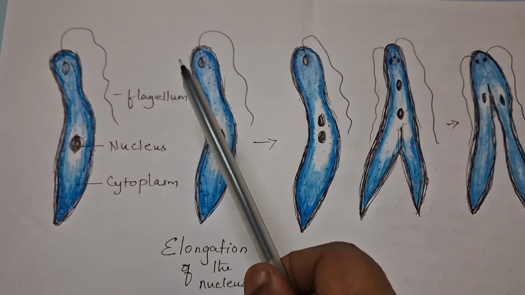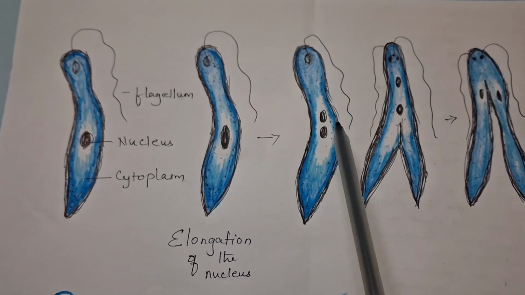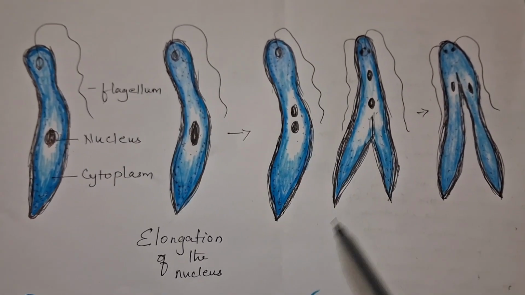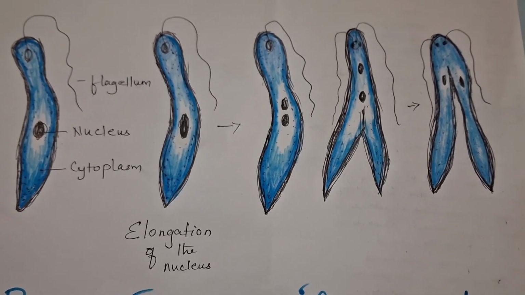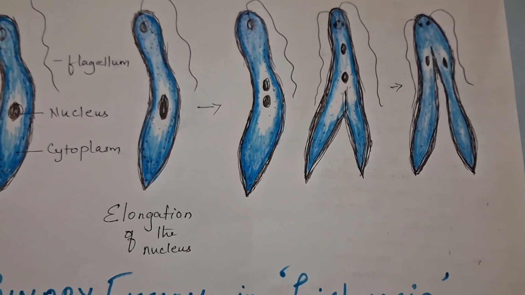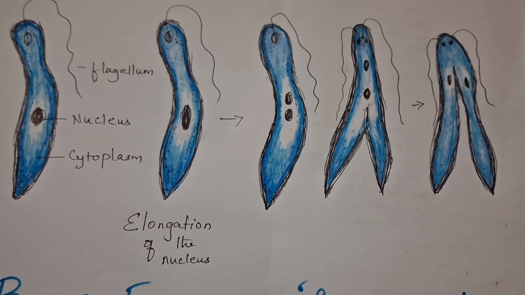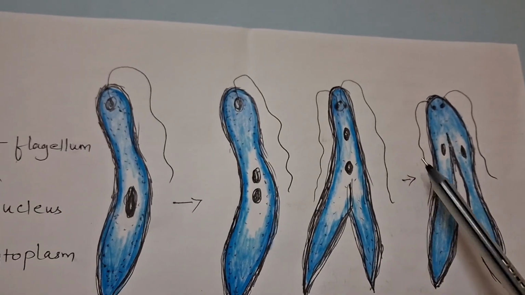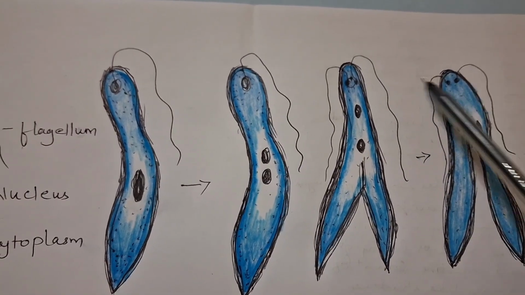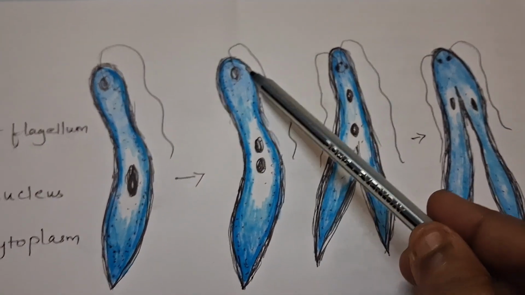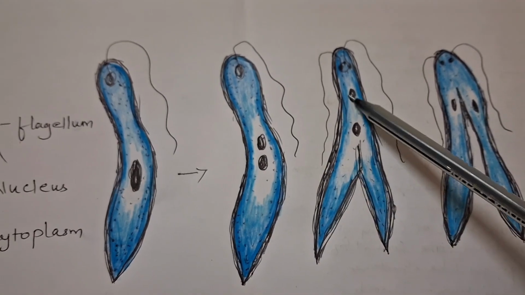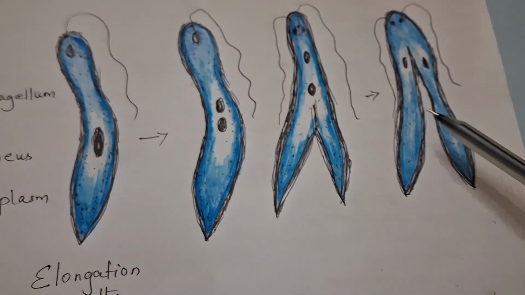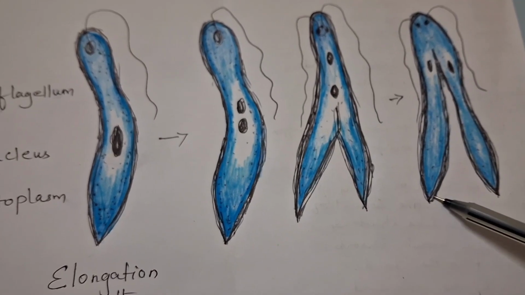Actually, the whip-like flagellum defines the axis of division. In which plane it has to divide, the flagellum defines it. The binary fission in amoeba takes place in any plane, whereas in Leishmania it divides in the longitudinal plane. Finally we find the flagellum also. In the beginning it is one single flagellum, and after splitting longitudinally you find two flagella formed, and two daughter cells are formed at the end.